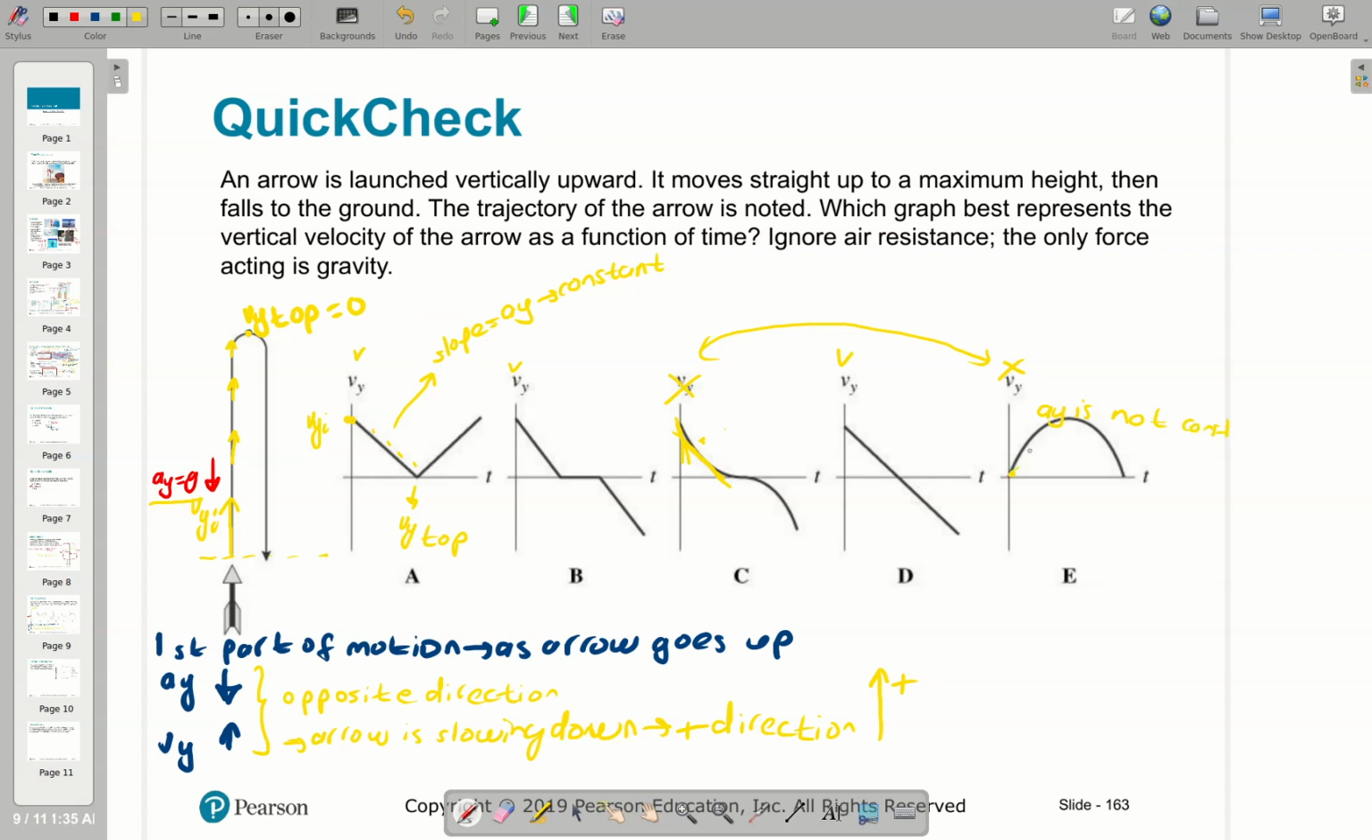Also, I see velocity increasing. Here, our velocity is decreasing. So I did my first check. Second part. Let me use blue here.